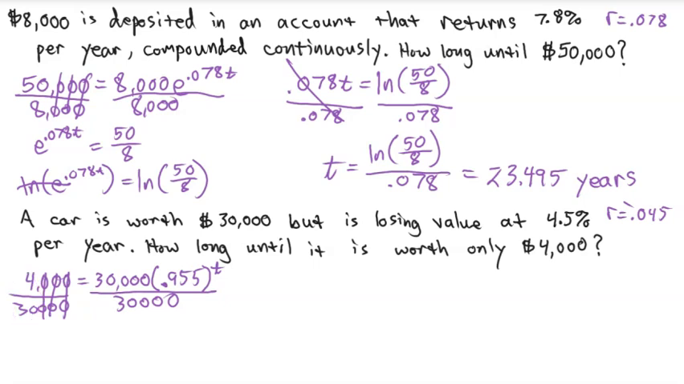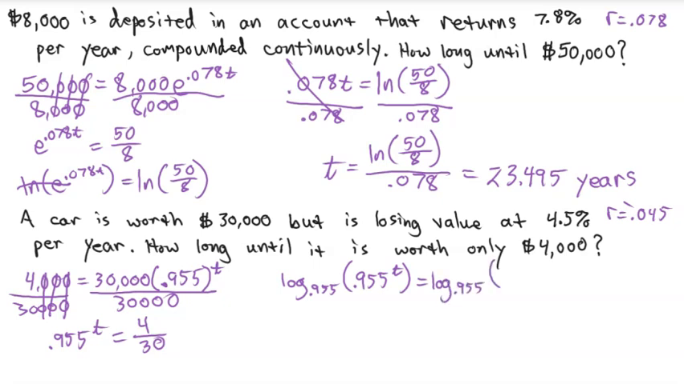We want to know how long we get to 4/30ths of the value, which is actually 2/15ths, but we'll leave it as 4 over 30. All right, so this is going to become 0.955 to the t power is equal to 4 over 30. Okay. All right, so we're going to apply a logarithm here. We're going to do log base 0.955 of 0.955 to the t power is equal to log base 0.955 of 4 over 30. Okay. And over here on the left, we're going to cancel the log and the 0.955, and we're just going to have t is equal to log base 0.955 of 4 over 30.